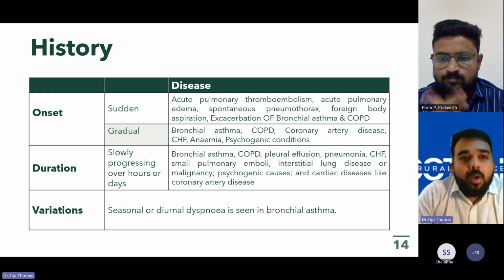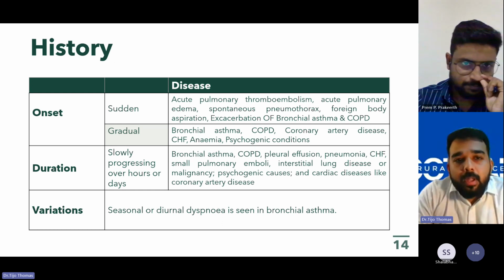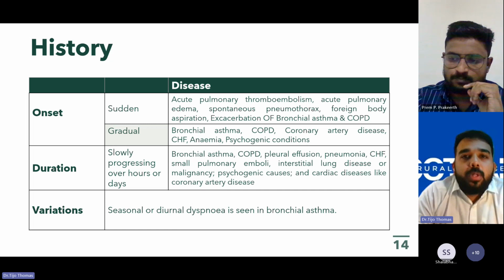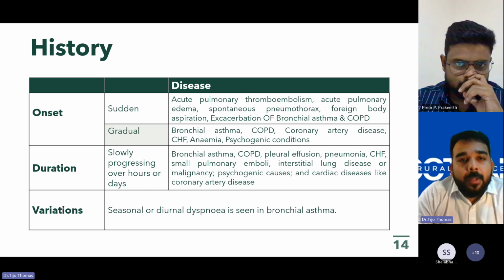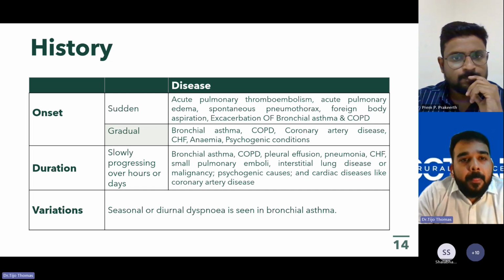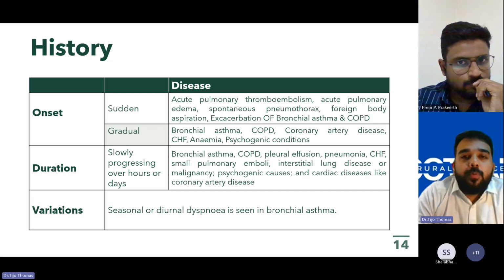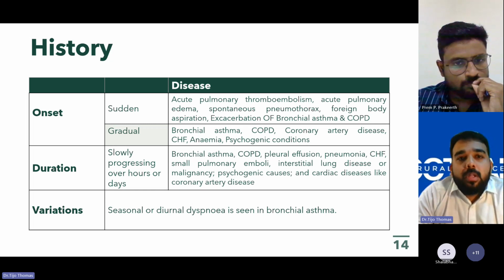With respect to onset, we are looking at sudden onset breathlessness and gradual onset breathlessness. Conditions that lead to sudden onset breathlessness would be acute pulmonary thromboembolism, acute pulmonary edema, pneumothorax, foreign body aspiration, and COPD and bronchial asthma exacerbations. These are the conditions which we need to tend to faster because they can be life-threatening as well.